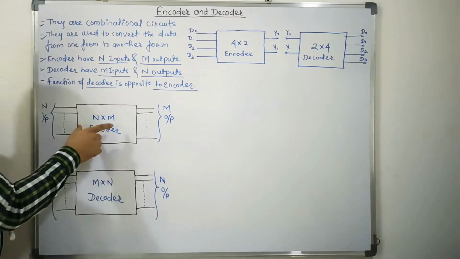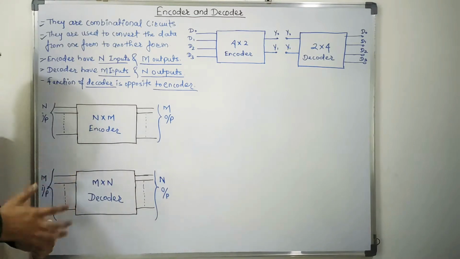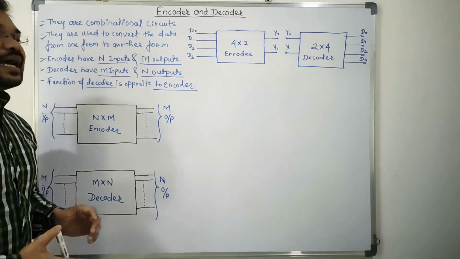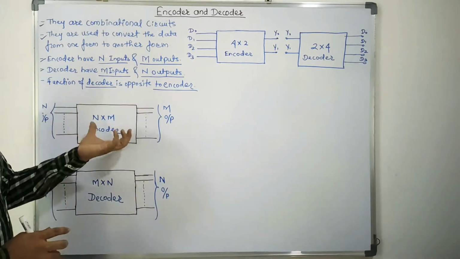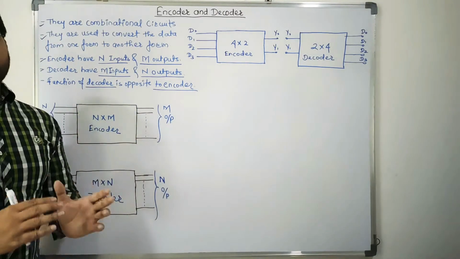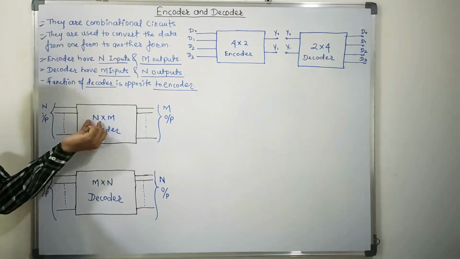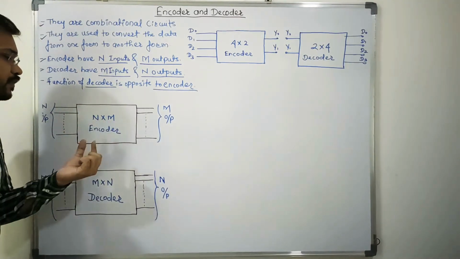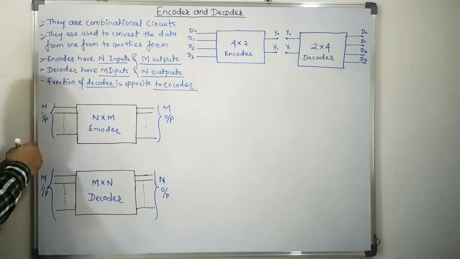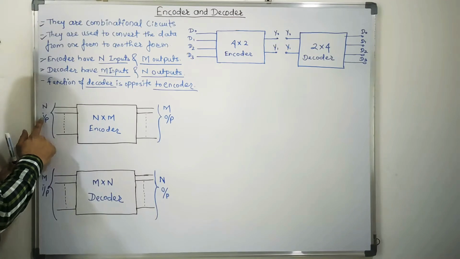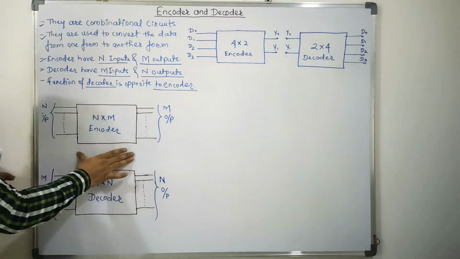The encoder has many inputs and many outputs. In our previous video, we discussed the multiplexer, which has many inputs and a single output. But the encoder and decoder have many inputs and many outputs. So the encoder has n inputs and m outputs. This is the encoder.